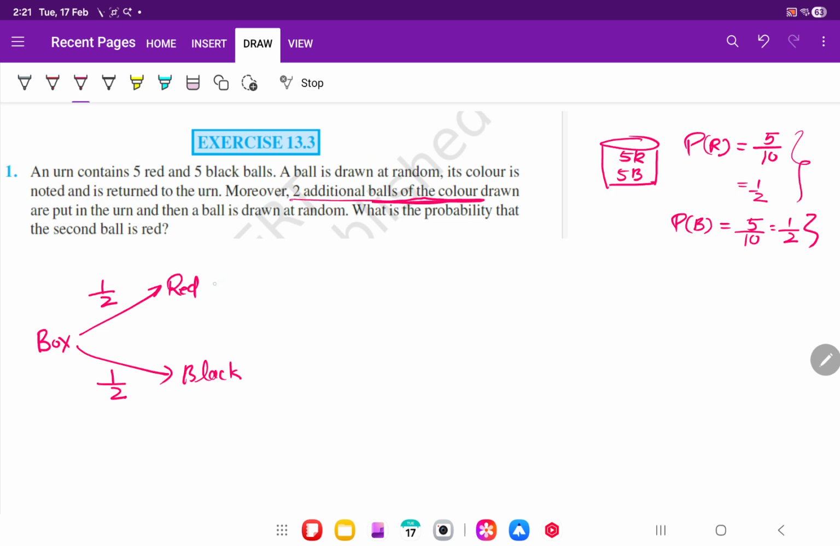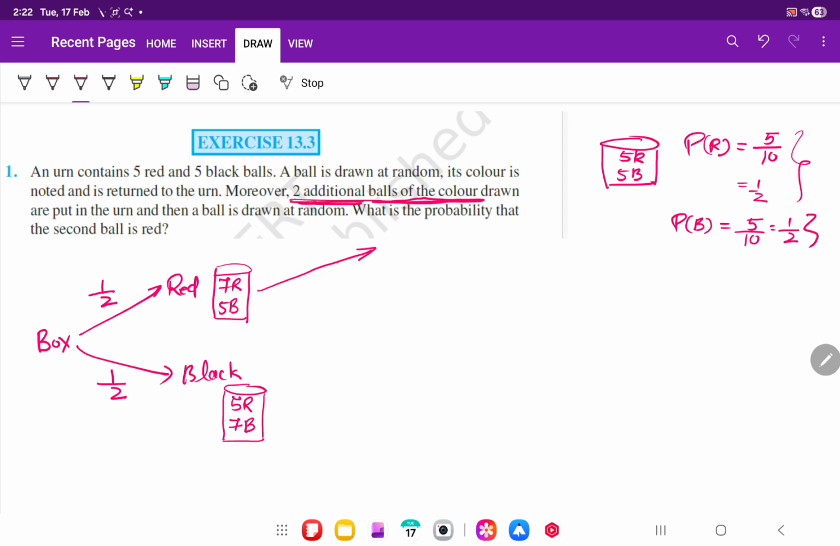If a red ball came, in the box they added 2 more red. Now that means there are 7 red. Okay, let me make it a little bigger. In the box they kept 2 more red, so 7 red are there and 5 are black. If they pulled a black ball, then they added black, so 5 red were there and now black are 7, because they added 2 additional balls. They are saying additional of the same color.